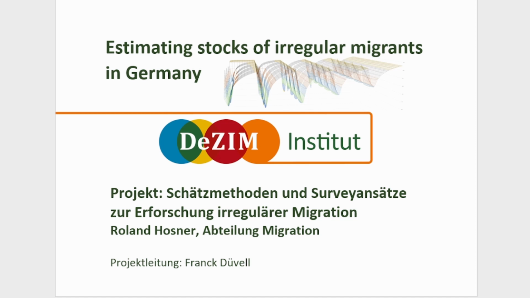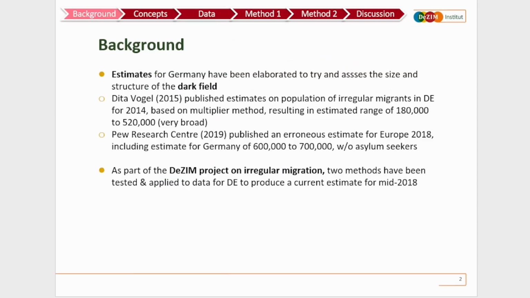There have been previous estimates of the total stock figure of irregular residents in Germany, perhaps the most prominent one by Dieter Vogel in 2015, with a rather broad range from 180,000 to 520,000, and, from our assessment, an erroneous one published by the Pew Research Center that was a bit higher, up to 700,000. These used different methods, although the Pew study also used some form of residual method.